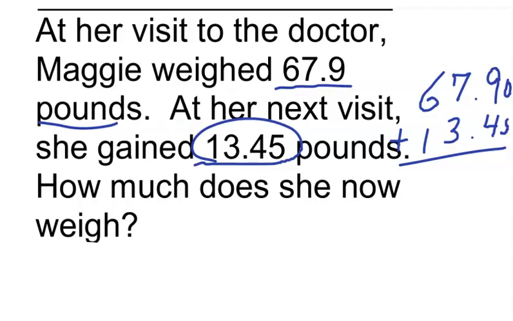All right, so we have 5 plus 0 is 5. 9 and 4 is 13. 7 and 3 is 10, plus 1 more is 11. 6 plus 2 more is 8. Okay, so she now weighs 81.35 pounds total. So that's all you had to do is take her original weight, 67.9, add 13.45 to it, and that gives us her total weight now.